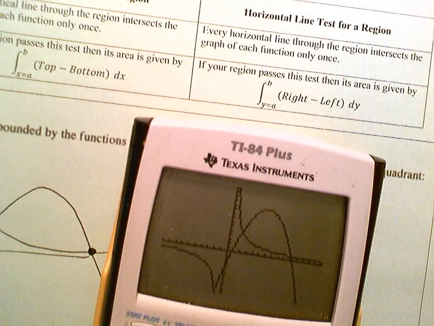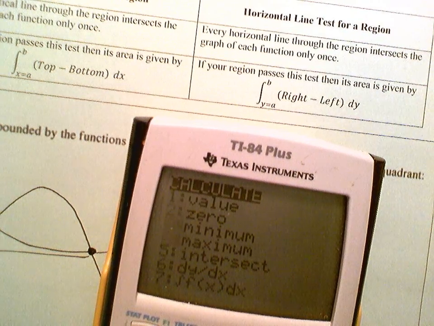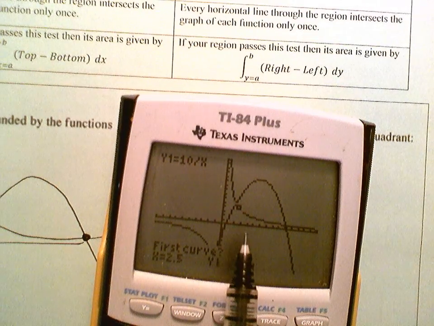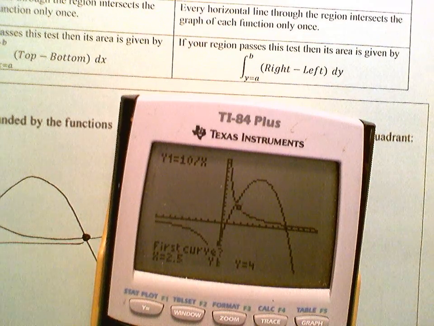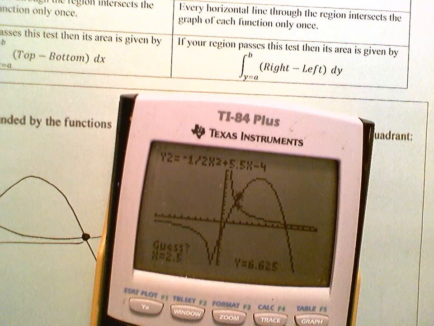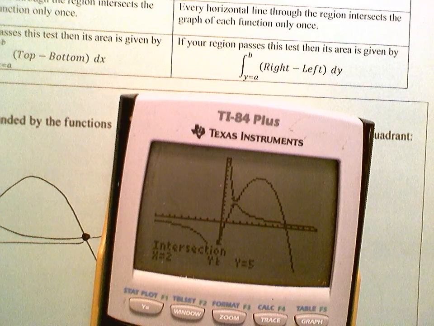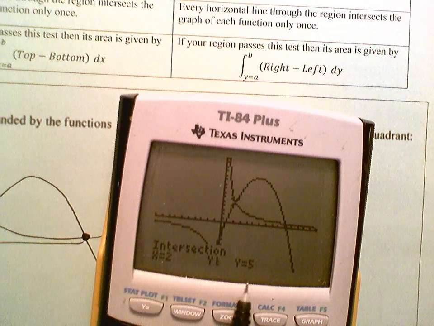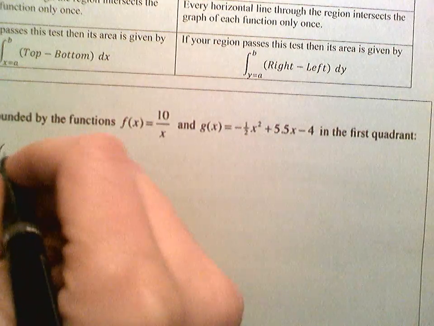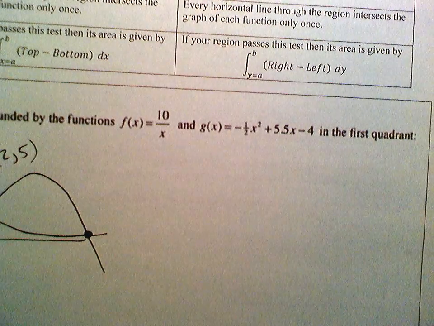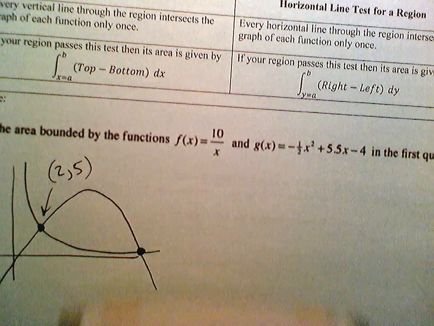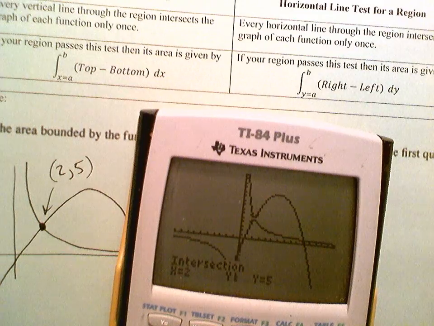But on your calculator, the way you do it is you go to Calc and then intersect. Then you move close to the intersection point that you're looking for, and your calculator will ask you, is this the first curve? Yes. Is that the second curve? Yes. And then you hit it a third time for it to get the point for you. So that intersection point is 2, 5. Okay, so right there, 2, 5. So in this process, you want to draw the region, you want to find the intersection points, and then we'll have other steps.